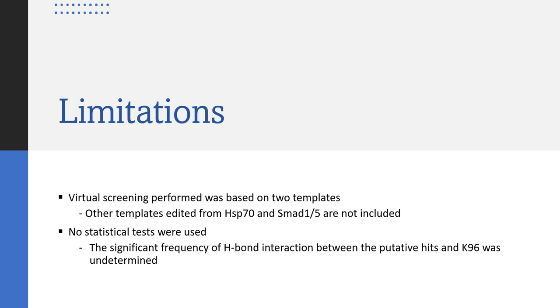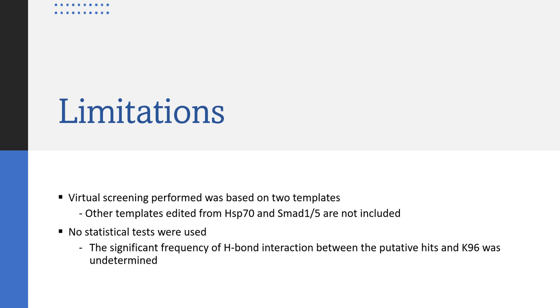So there are two limitations in this study. One limitation is that only two templates were used for the virtual screening. One is edited from the endogenous peptide HSP90, and the other is edited from a synthetic peptide. As TRPTPL1 can also interact with other proteins such as HSP70 and SMAT1, future studies should also make templates from these proteins that are capable of binding to TRPTPL1 to perform virtual screening for hit selection.